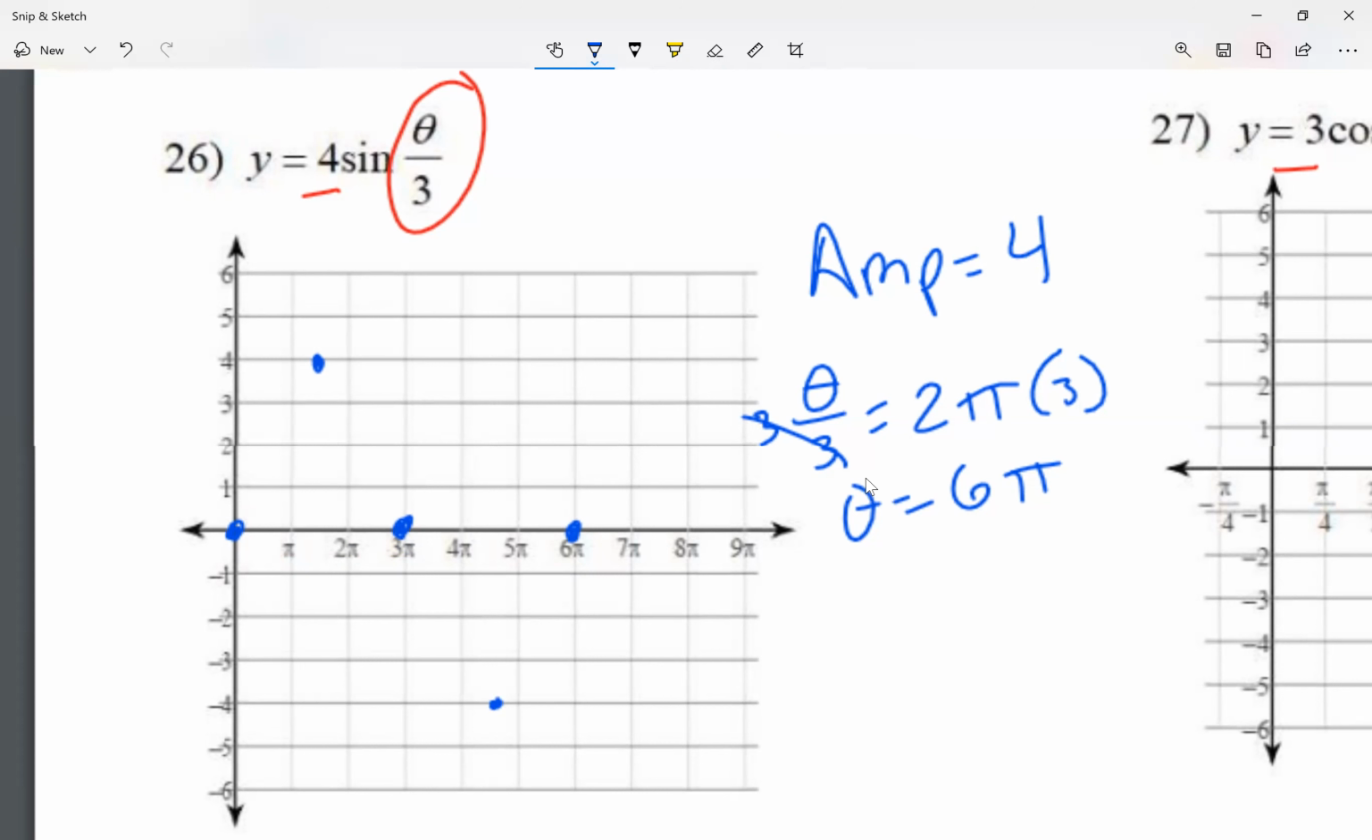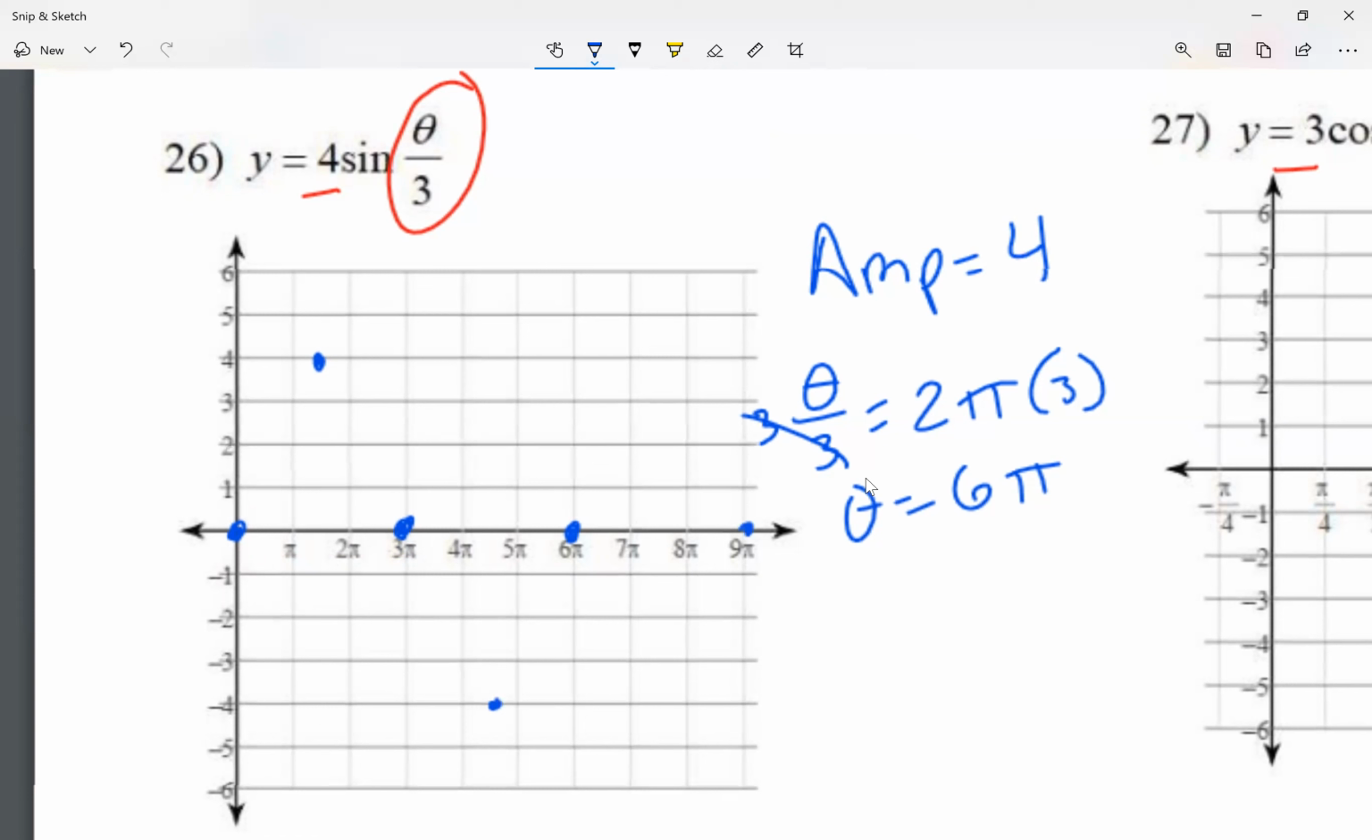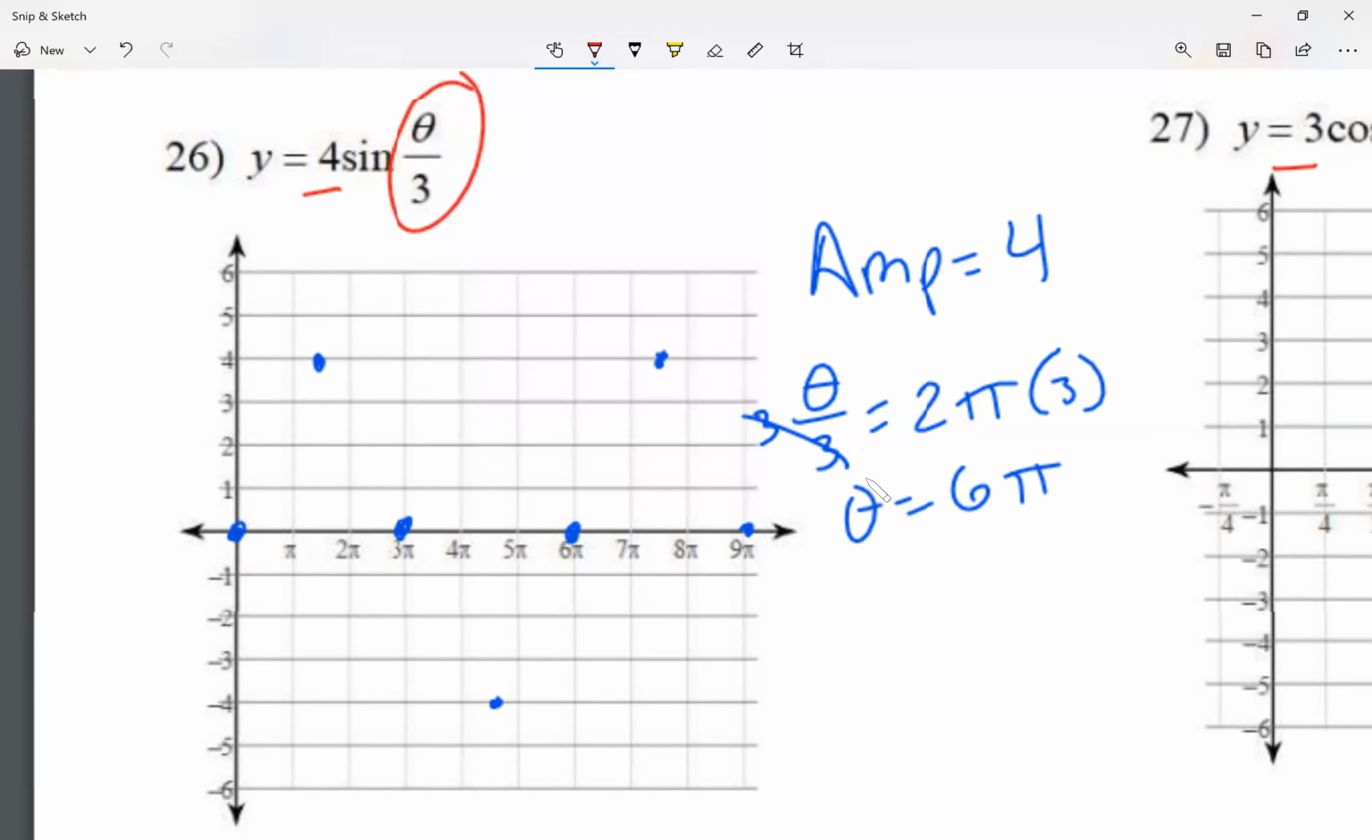Now I have a better view of my graph. So matter of fact, I'm going to say 9 pi happens to be 0 again. And then right in between 6 and 9, right in the center, I'm going to reach 4. The 4, remember, is the amplitude.